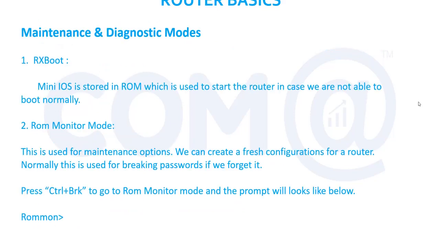For maintenance, we get two modes. One is RX boot, where we'll be loading the mini IOS, so at least you'll get the booting option. Second is ROM monitor mode. This is used for maintenance. We can create a fresh configuration for a router. Normally this is used for breaking passwords if we forget them. Whenever we forget the password of a router, we can use this mode to unlock it.